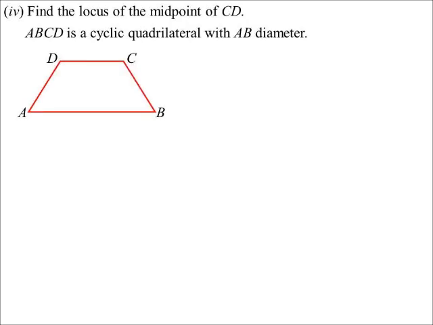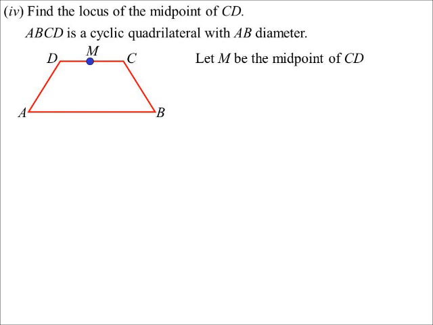Find the locus of the midpoint of CD. All right, remember ABCD is a cyclic quad. We know AB is the diameter of that cyclic quad. Now M is the midpoint of CD. I'm going to call that.